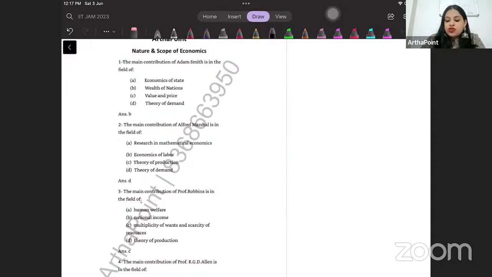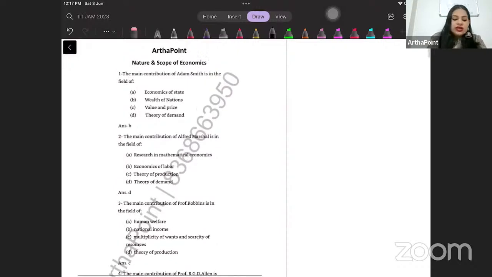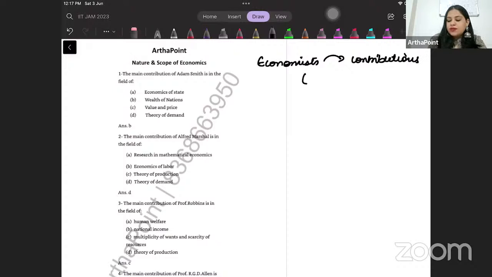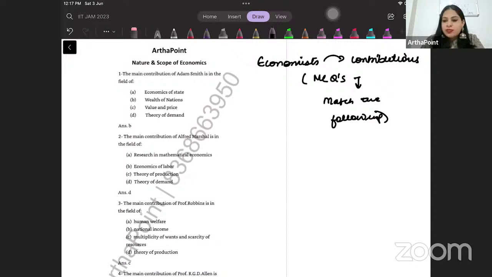The main contribution of Adam Smith is in the field of, but this is very important that you know economists and their corresponding contributions. ये exam में पक्का आता ही आता है. It can come either in the form of MCQs or it can come in the form of match the following. So you must know different economists and their contribution. ये बहुत important है exam point of view से. So let's look at the first one.